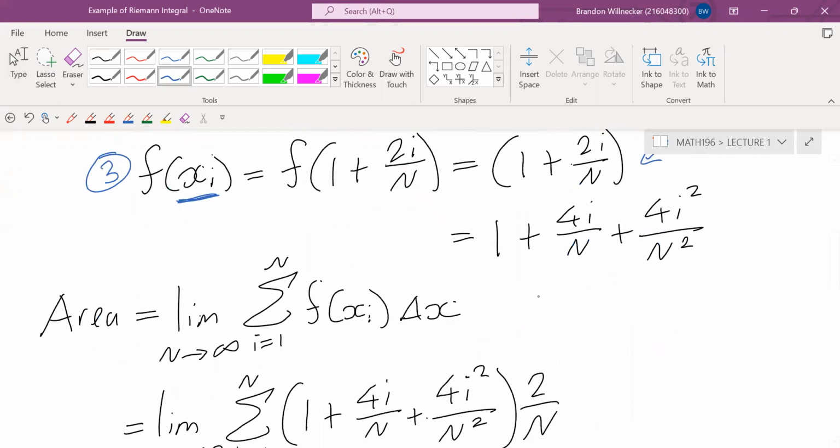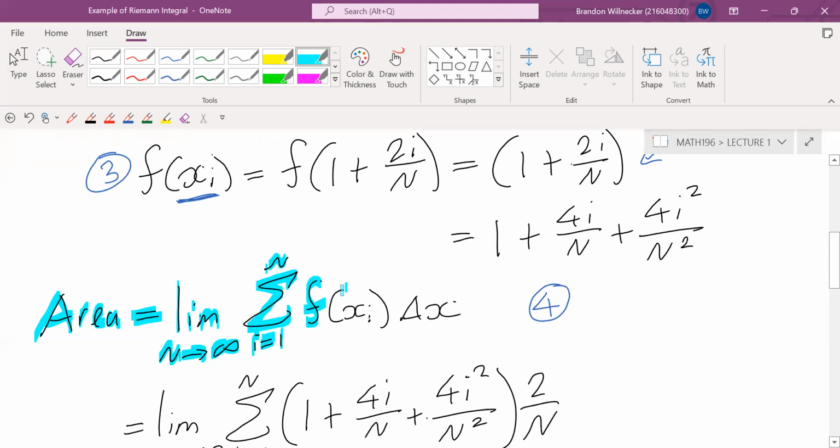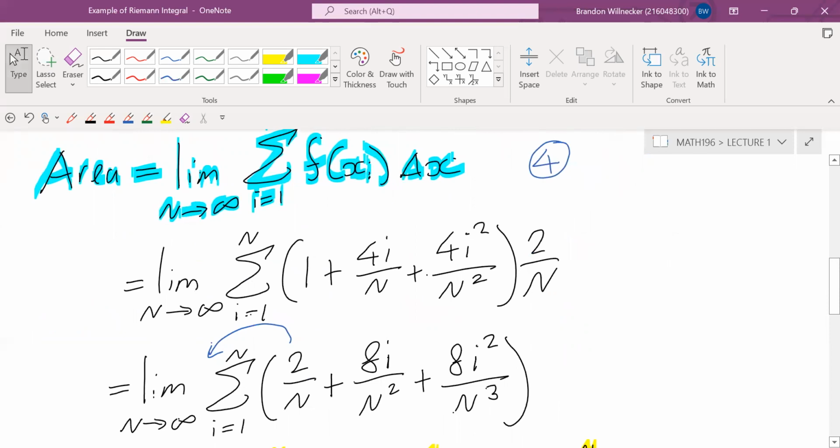Okay, step 4 is just writing out this definition here. So we know that the area calculated using a Riemann integral is going to be the limit as n goes to infinity of the Riemann sum, which is the sum from 1 to n, f of x_r, the height of the rectangle, times delta x, the width of the rectangle. Okay, so we just simplify that.